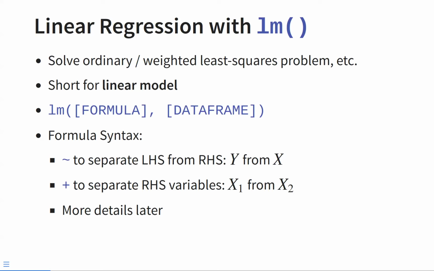In R, the command for linear regression is lm, which stands for linear model. This command can be used to solve ordinary and weighted least squares problems. The syntax is as follows: lm, parentheses, something, and that something is going to be a formula, comma, and then a data frame. So first we say what's the form of the regression, and then we say what is the data that we're going to use for it.